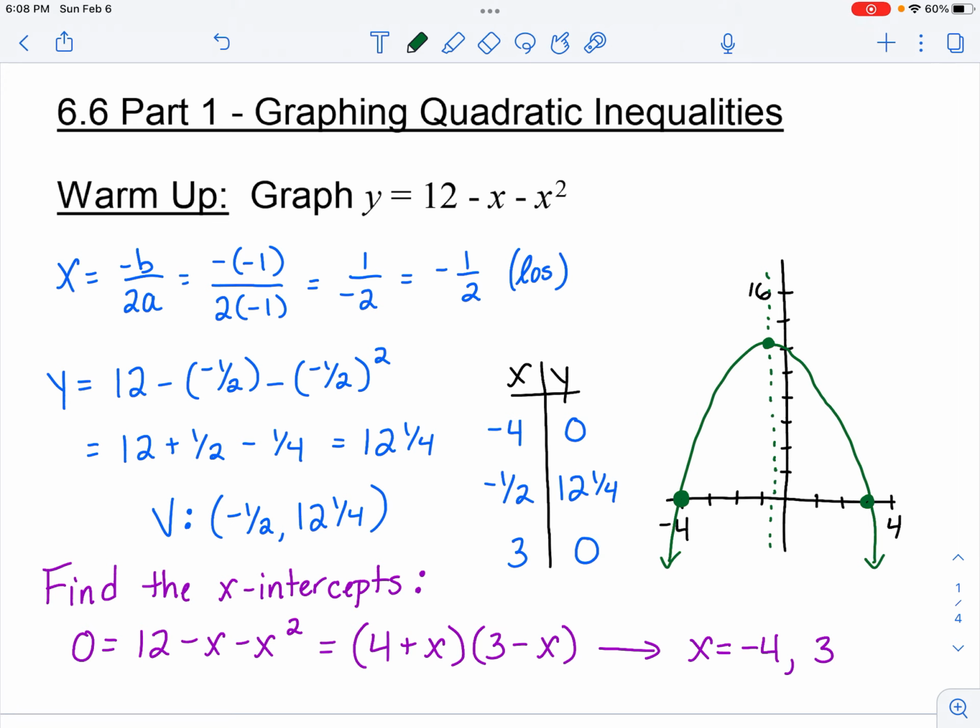All right, so we'll come back to this graph a little bit later on to see how we deal with it when it is an inequality instead. See you there.